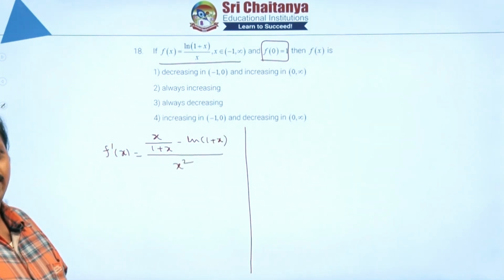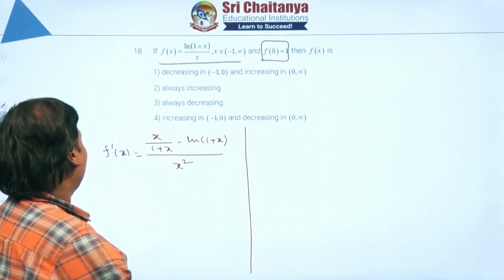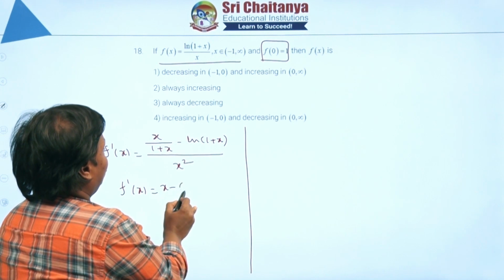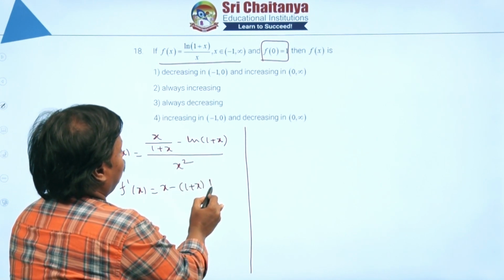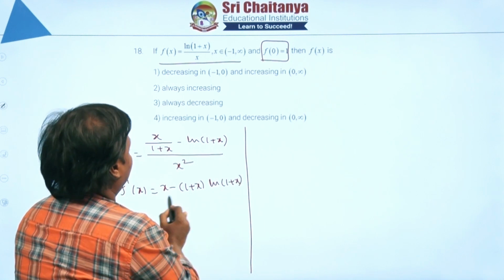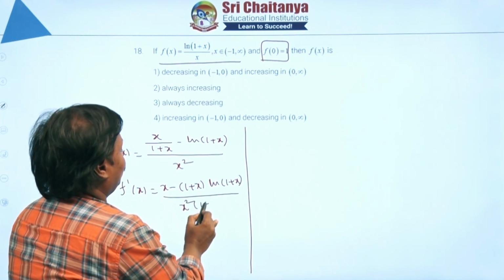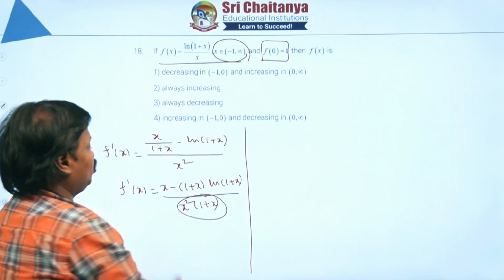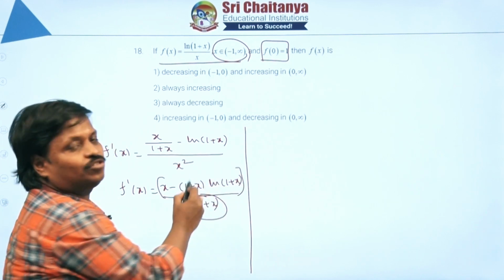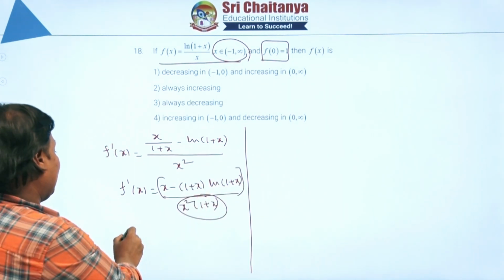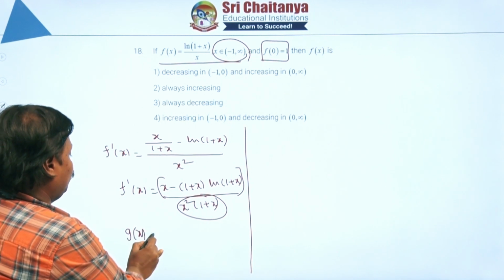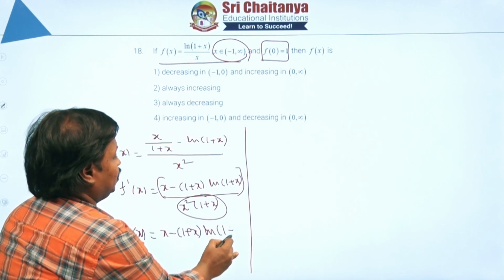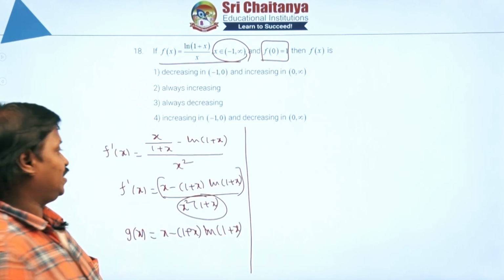So we have to decide where it is positive and where it is negative. So for that I will simplify this. f dash x is x minus 1 plus x into ln of 1 plus x, by x square into 1 plus x. As x belongs to minus 1 to infinity, this denominator is completely positive. So you have to decide where the numerator is positive and where it is negative. So for that I can assume g of x equals x minus 1 plus x into ln of 1 plus x. Now I calculate g dash x.